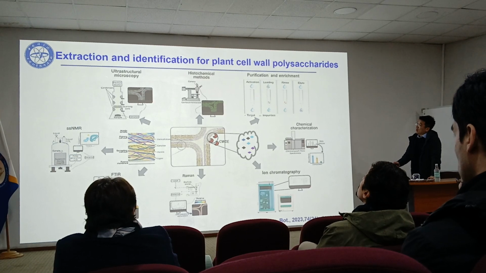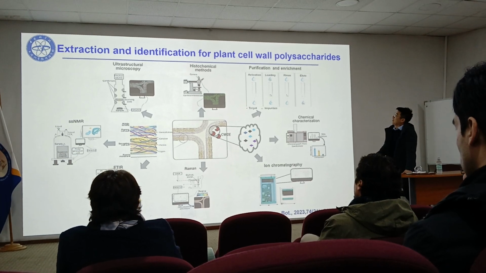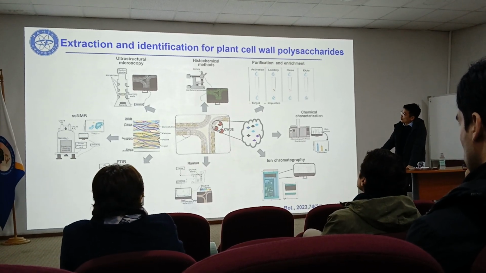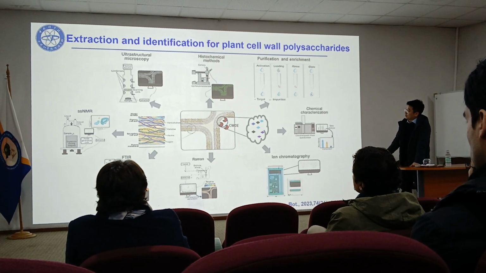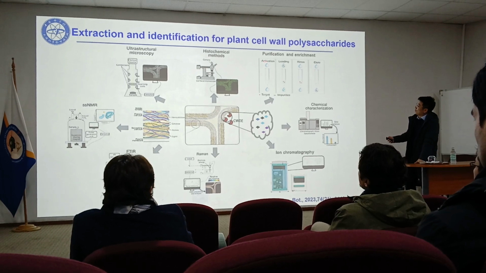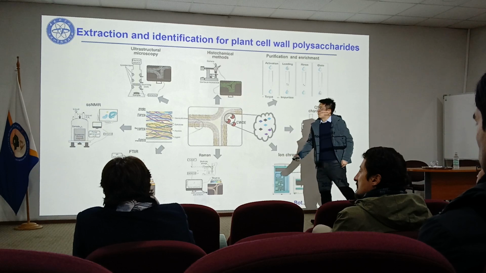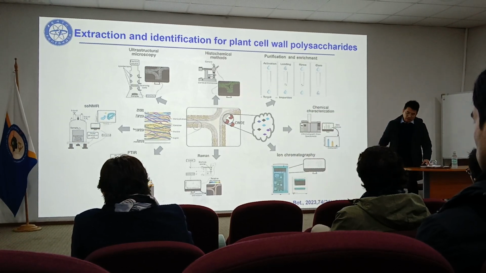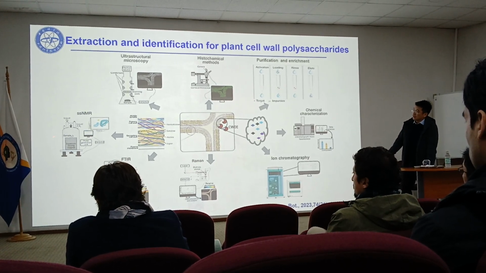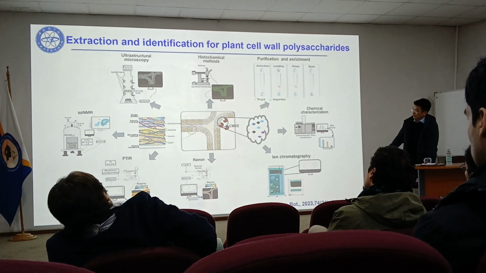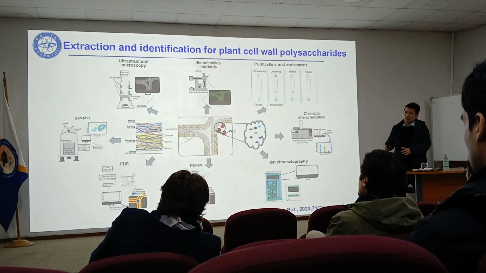Yeah. The extraction is the same as for the fungi cell wall, but this picture shows different, some very advanced methods to study the cell wall polysaccharide, especially this one. This is NMR. This solid-state NMR is a very advanced machine technology, which I think can give true information of the complex linked polysaccharide.